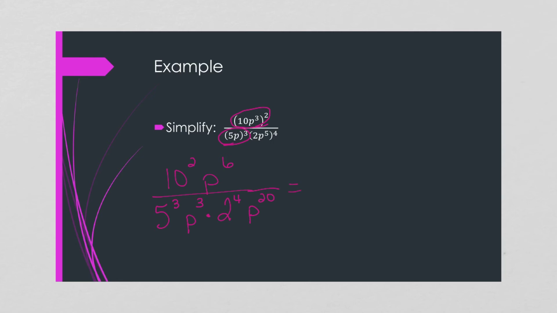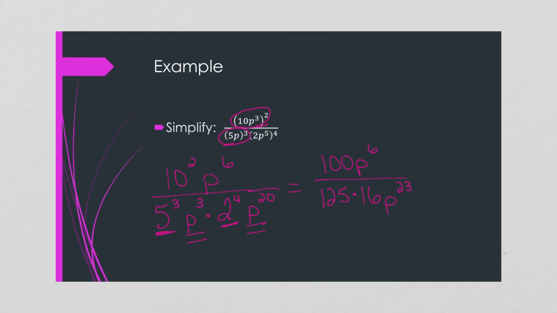So the numerator becomes 100 p to the sixth. Our denominator, I'm just going to simplify this right here, 5 times 5 times 5. So 5 times 5 is 25. 25 times 5 is 125. I'm going to go ahead and simplify this times 16. And then I'm going to simplify these two by putting them together. P to the 23rd. Okay.